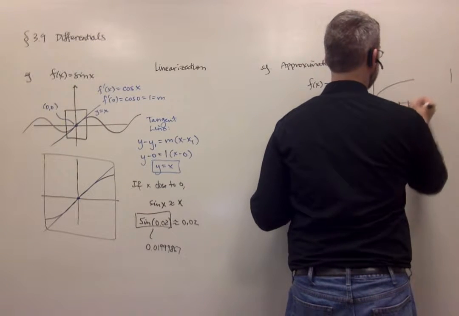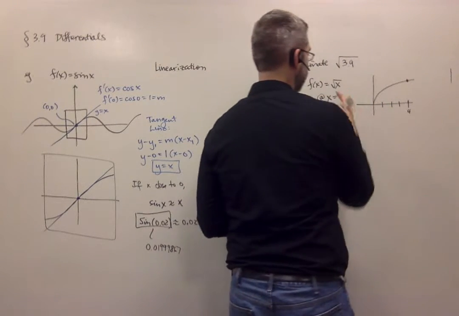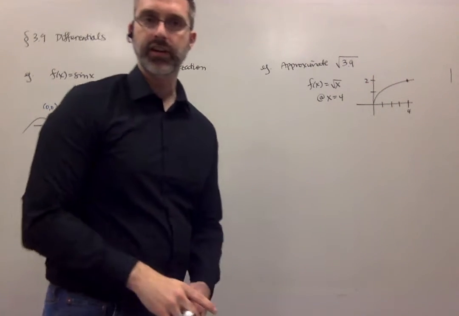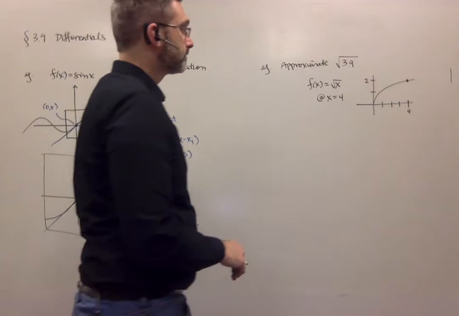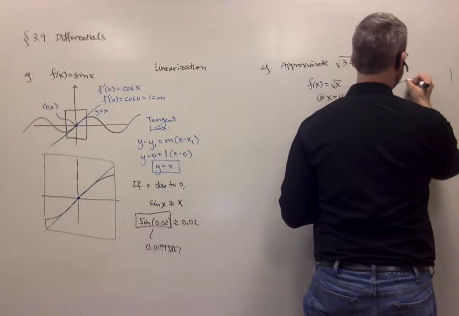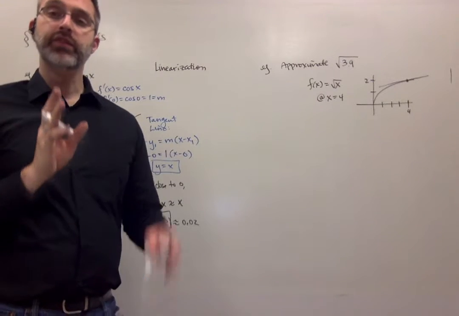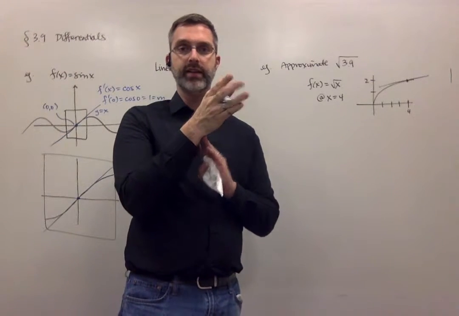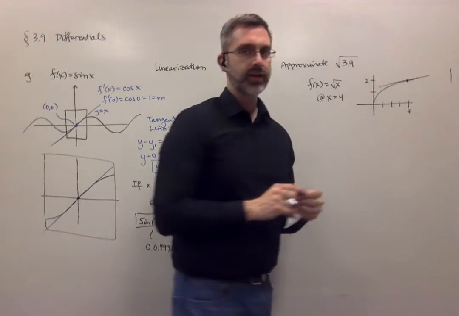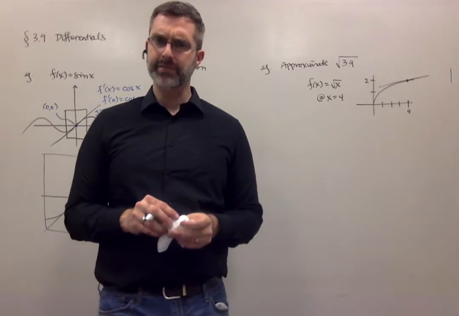1, 2, 3, 4. At 4, if I plug 4 into the function, that's a nice number, right? Plugging in 4, I get 2. That's a very easy number to plug in. What I'm going to do is find the linearization at 4. I'm going to find the tangent line at 4, and then use the tangent line to plug in 3.9 instead of using the function. Because I don't know how to take the square root of 3.9, but I can plug 3.9 into a line. That's not a problem. Does that make sense?